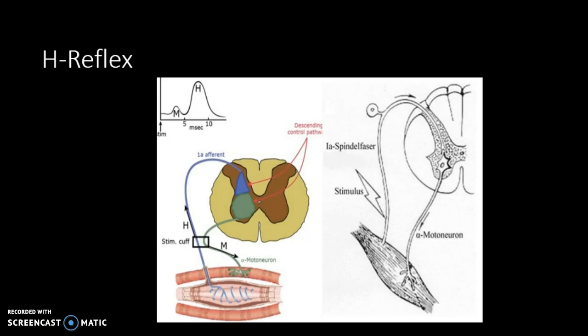What's really interesting, though, is that the magnitude of the H reflex is dependent upon experience. Meaning, for the soleus, they find that ballet dancers have a very small H reflex, which makes sense and tells us a lot about motor learning.